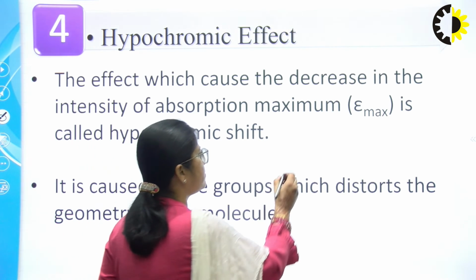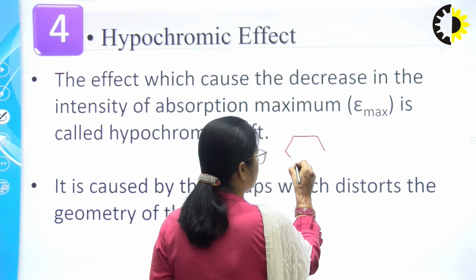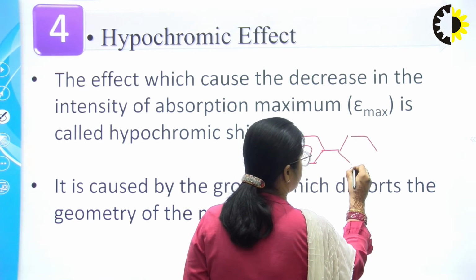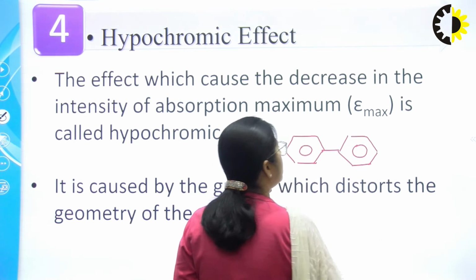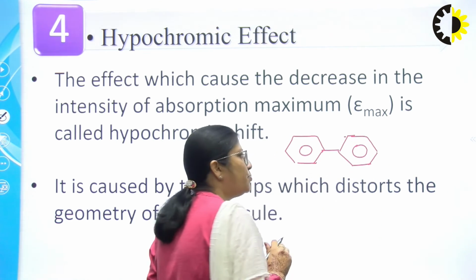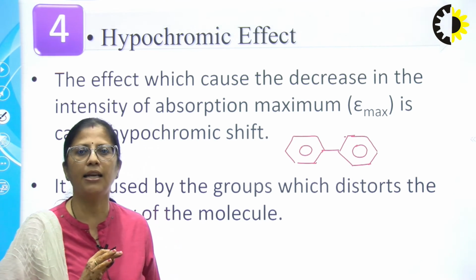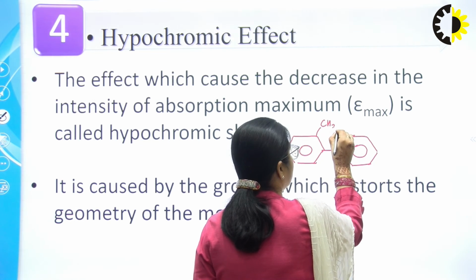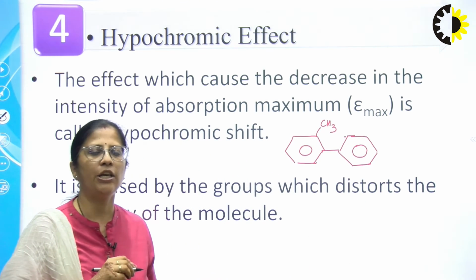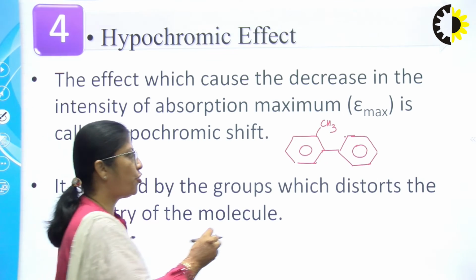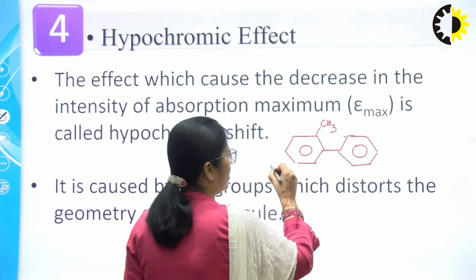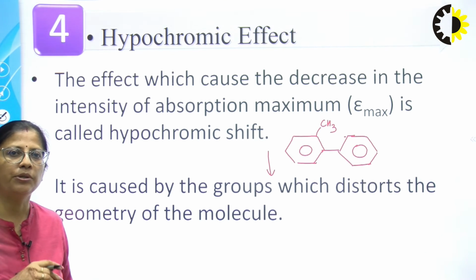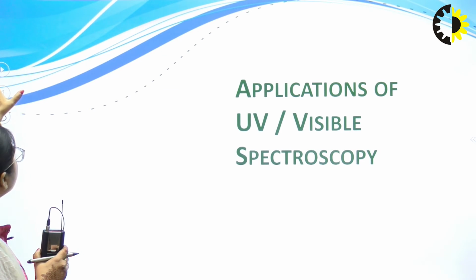For example, this molecule is biphenyl and this molecule is highly symmetrical. You can see it is highly symmetrical. But on addition of a methyl group, I am distorting the geometry. So, here on distortion of the geometry, in case of 2-methyl biphenyl, the absorption maxima is going to decrease.